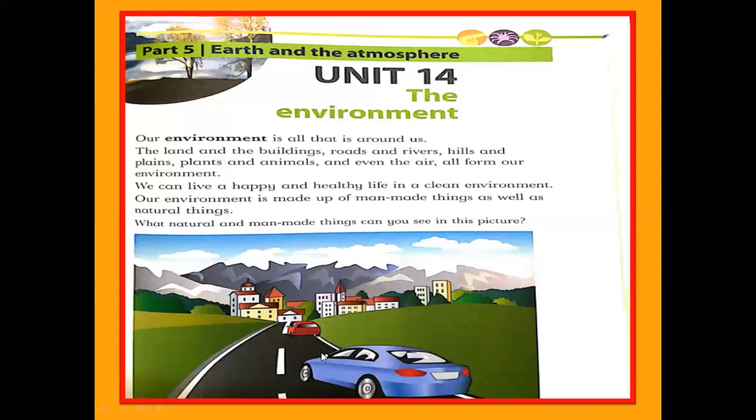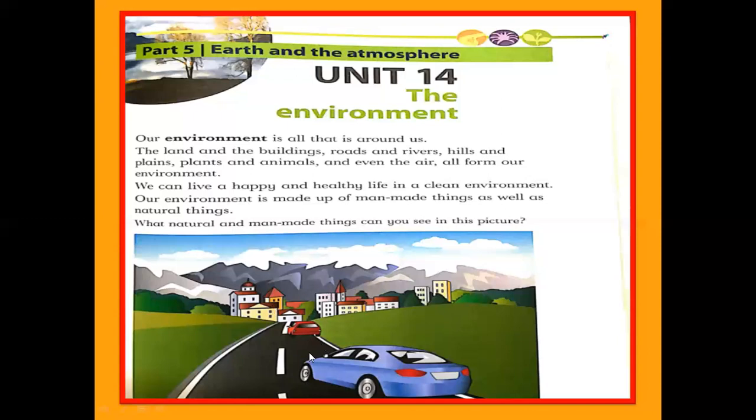So which ones are the man-made things? Man-made things are those things which are made by man. And natural things are those things which are natural, like for example, plants, grass, mountains, clouds. Okay, these all are natural things. And man-made things are roads. Roads are made by man, cars, and buildings. These all are man-made things.